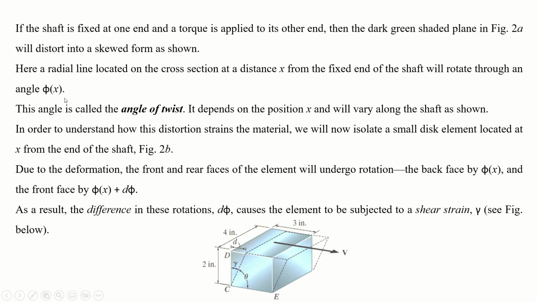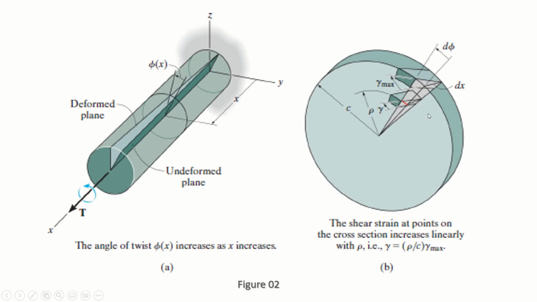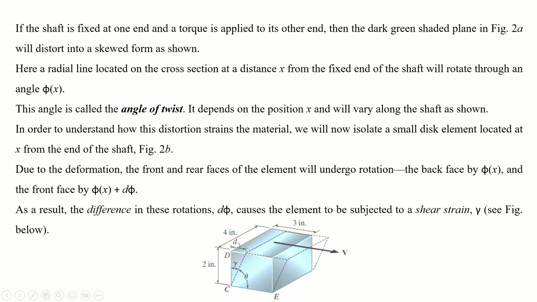This angle is called the angle of twist. This phi of x is basically the angle of twist, and it depends on the position x and will vary along the shaft as shown. As I show you, if x is 0, then at this cross section the phi will be 0, and if x is maximum at this point, the phi will be maximum, right?